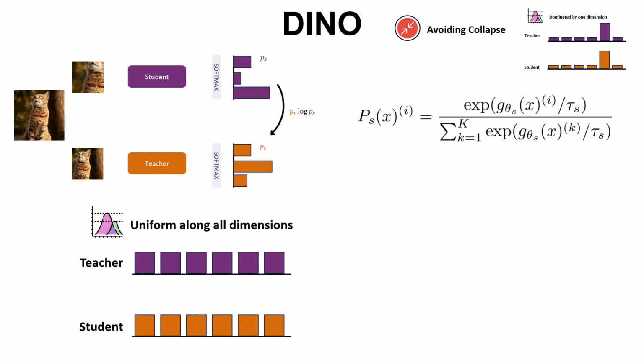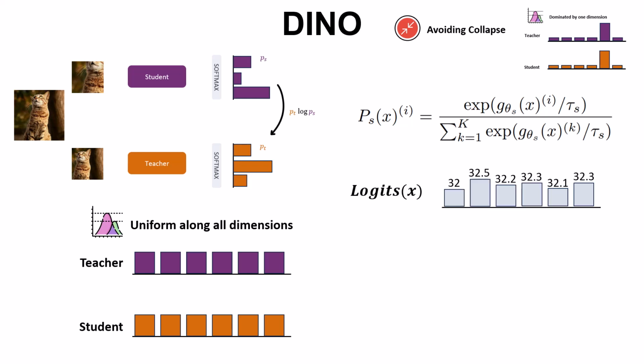But how? Let me show it. Let's assume that this is our logits before going to the softmax. As we can see, they're almost all the same. The second one is slightly larger than the others, but they're all close, right? So if we pass it to the softmax without this temperature term, or set it to 1, it would be something like this, almost a uniform distribution.